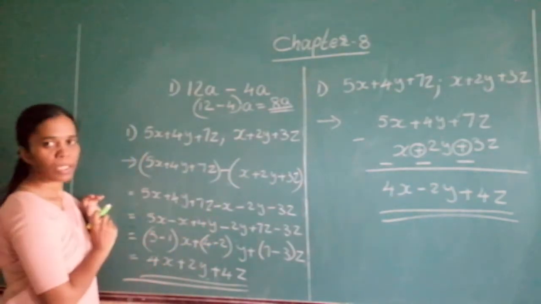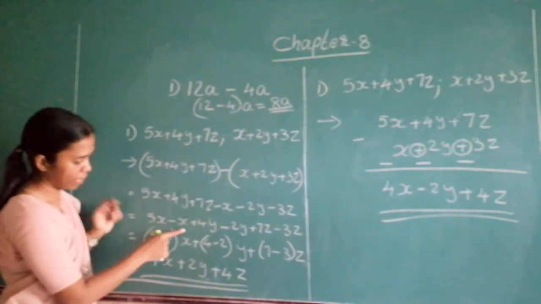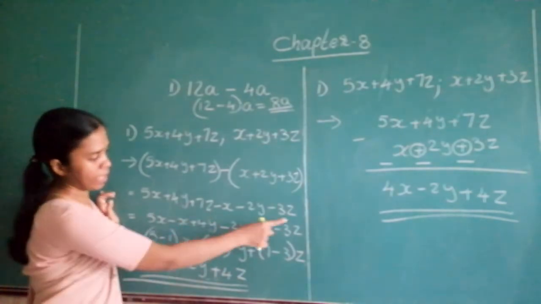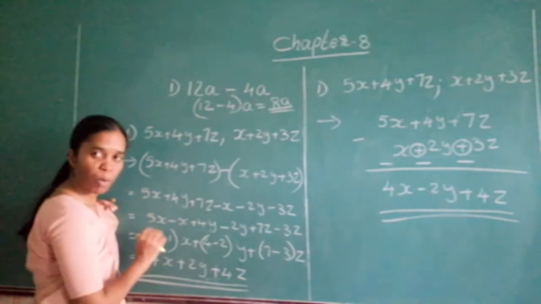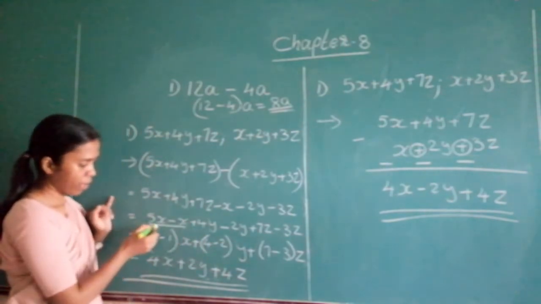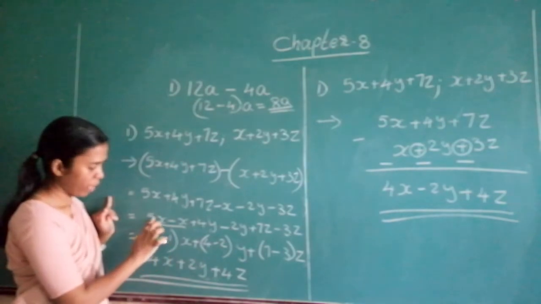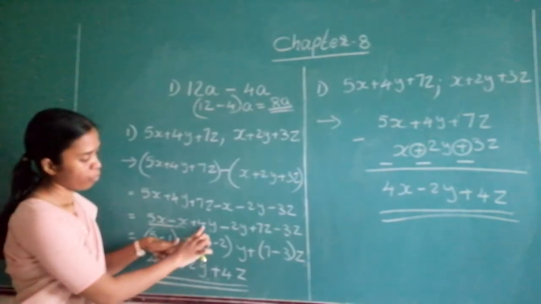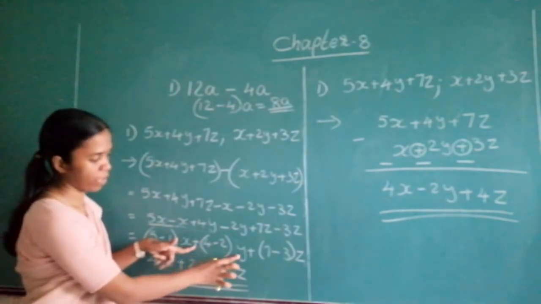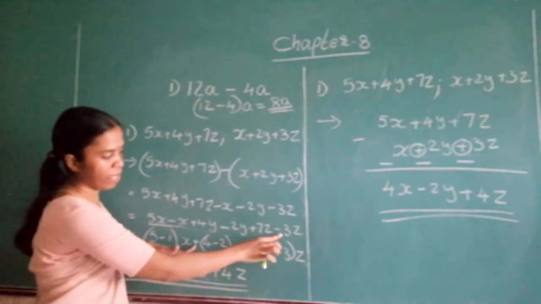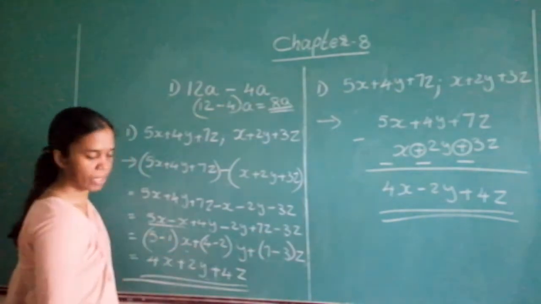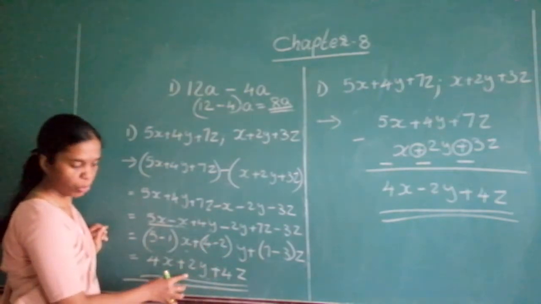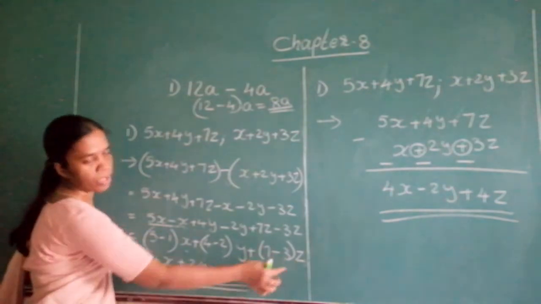Now you bring the like terms together. 5x minus x, 4y minus 2y, 7z minus 3z. Now you know how to do it. When they are like terms, write the coefficients together. 5 minus 1, what is the variable over here? x. Plus 4 minus 2, what is the variable over here? y. Plus 7 minus 3, what is the variable over here? z. Now you write 5 minus 1, 4x, 4 minus 2, 2y, 7 minus 3, 4z.